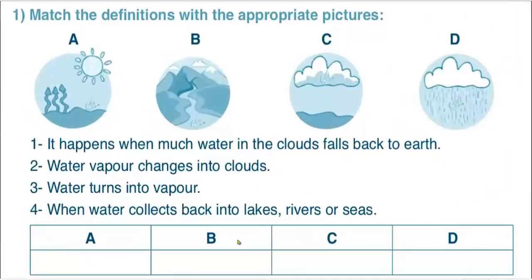Open your pens, please, and write the answers. For D, it will be 1. Please write 1 for D. It happens when much water in the clouds falls back to earth. Write 2 for C. Water vapor changes into clouds. Write 3 for picture A.